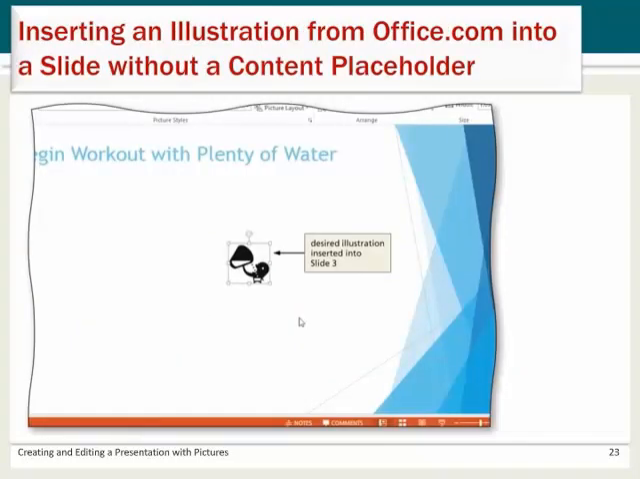The previous slide showed you how to insert a photo without a content placeholder. On this slide, we'll insert an illustration without a content placeholder. To do this, display the Insert tab, tap or click the Online Pictures button, type the desired search text, and then tap or click the Search button. Slide or scroll to the illustration on this slide. Because Office.com updates images regularly, feel free to select a different illustration.